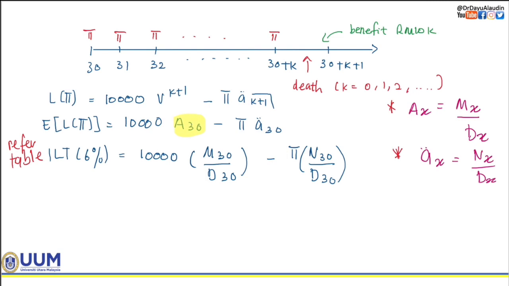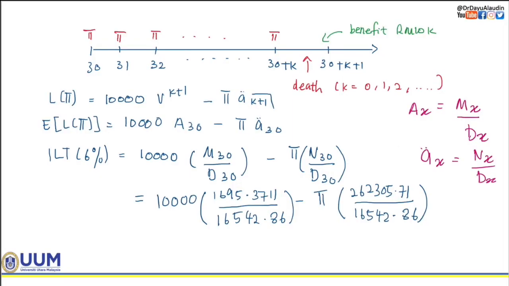So we substitute the commutation function here for both insurance and annuity. Since it is annuity due, we use Nx. For annuity immediate, we have to use Nx plus 1. So you have to refer back to chapter 4. And then we substitute the values that we found in the table. So M30 is 165.3711, and this is for D30, and this is for N30, and this is D30.